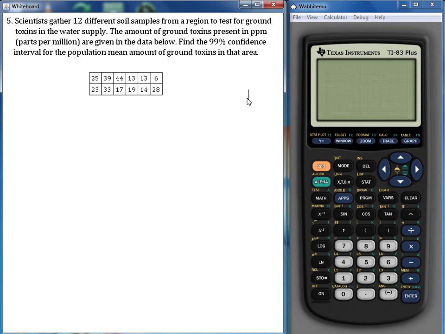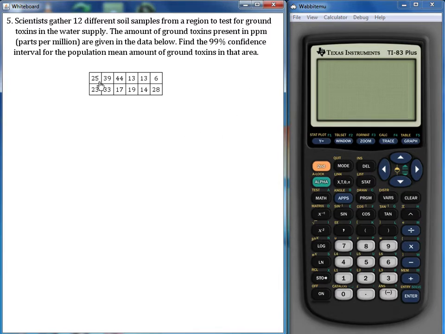Scientists gathered 12 different soil samples from a region to test for ground toxins in the water supply. The amount of ground toxins present in parts ppm, parts per million, are given in the data below. Find the 99% confidence interval for the population mean amount of ground toxins in that area.